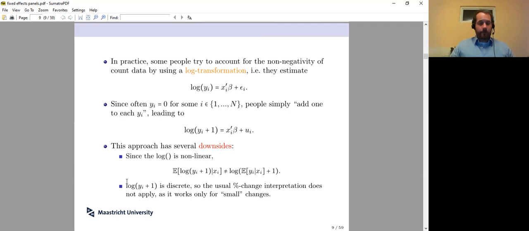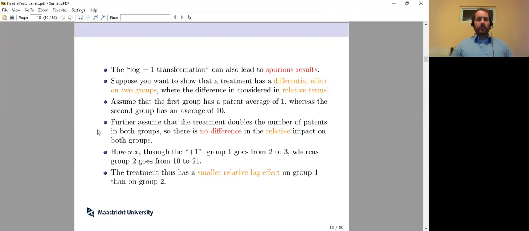Moreover, when you do this log on the left-hand side, then we know that normally we would interpret the betas with this percentage change interpretation, right? However, this percentage change interpretation actually does not really work so well because it only works for small changes in X. And here we have jumps. So that is not really appropriate. And finally, when you do the log plus 1, you can actually find spurious results. So you find a result that is not actually there. This is, of course, a pretty subtle point.